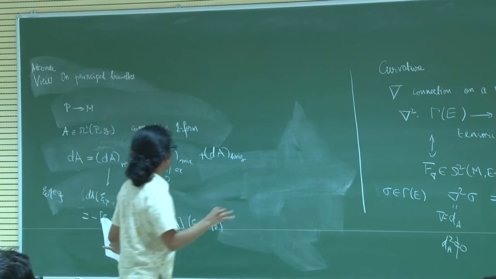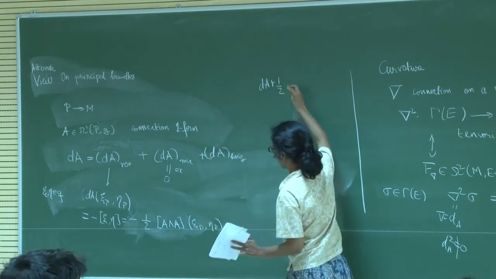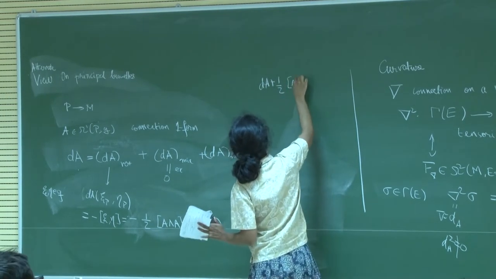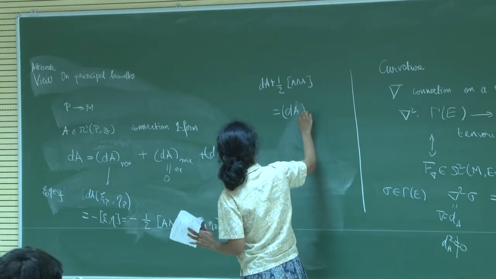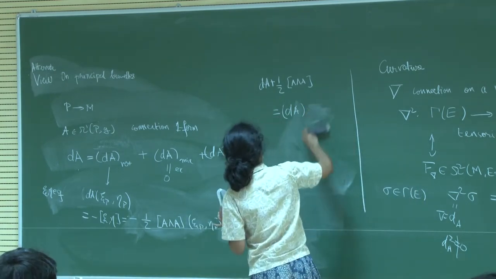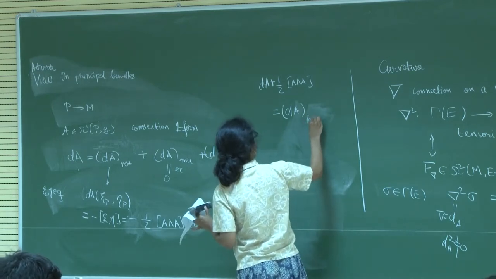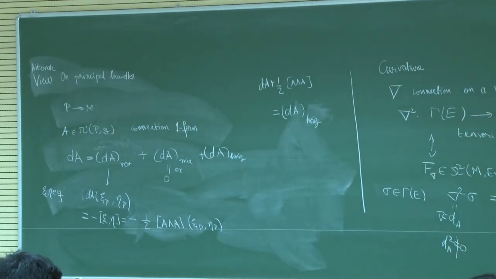So the idea is that if you take this to the other side, you end up getting just a horizontal part. Is that believable somewhat, modulo this confusing thing which we need to work through? I think that's best done on your own.